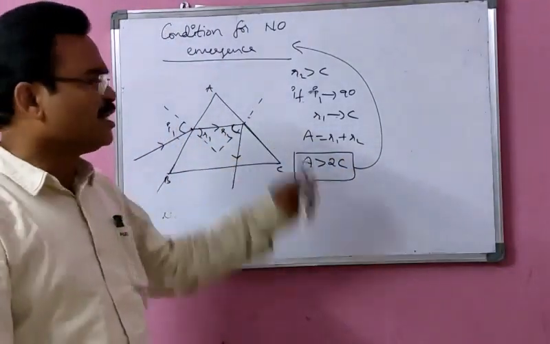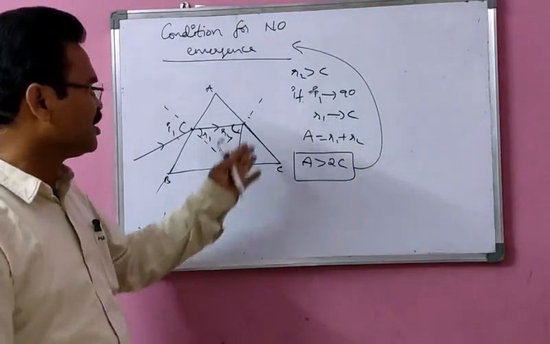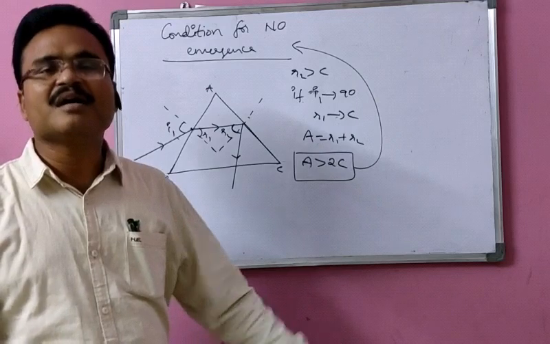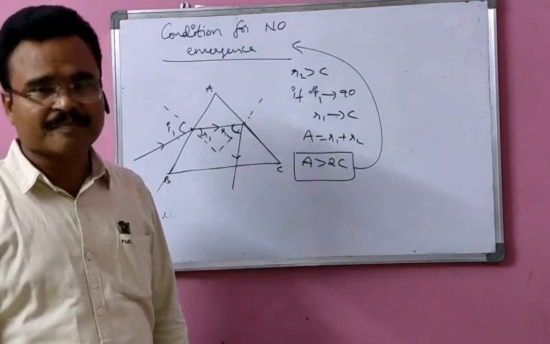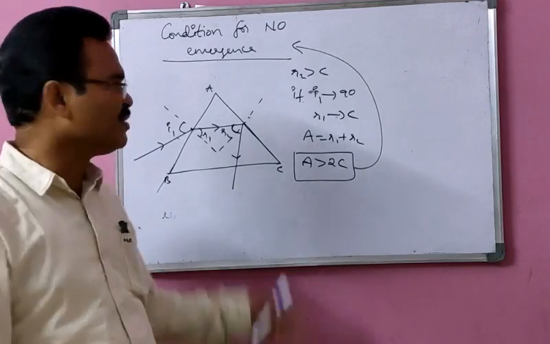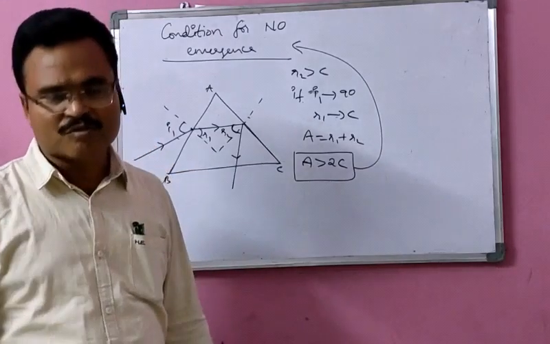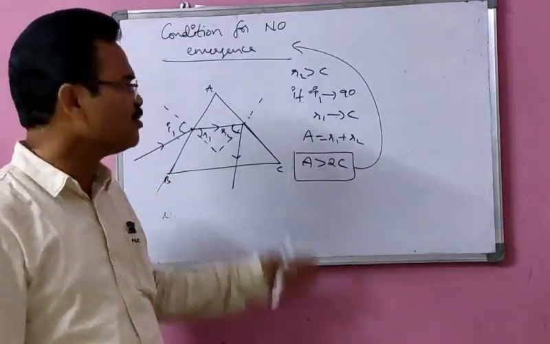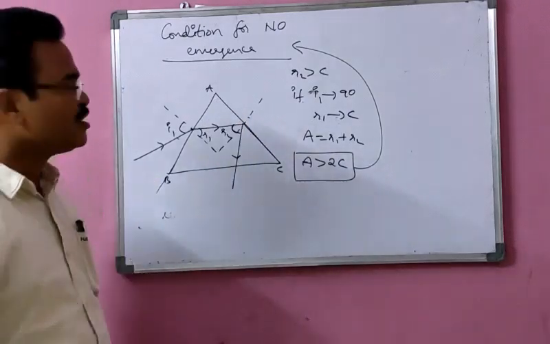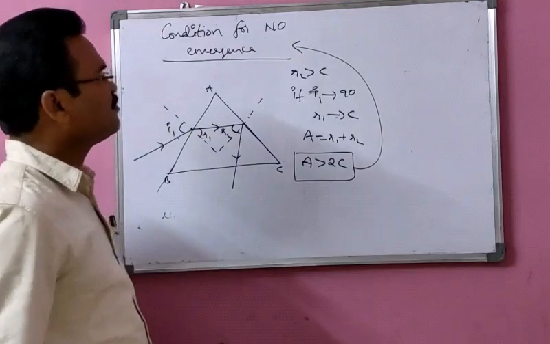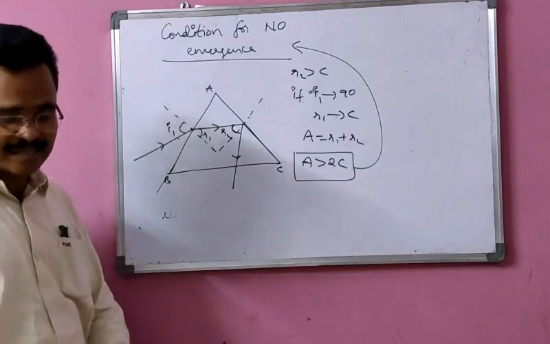Similarly, you can understand the condition for maximum deviation also. What could be the maximum deviation here? For maximum deviation, I2 should be equal to 90 degrees. For minimum deviation we already saw I1 equal to I2 and R1 equal to R2. So the condition for maximum deviation can be taken by taking I2 equal to 90 degrees. These are the two conditions for grazing emergence as well as no emergence cases, right?